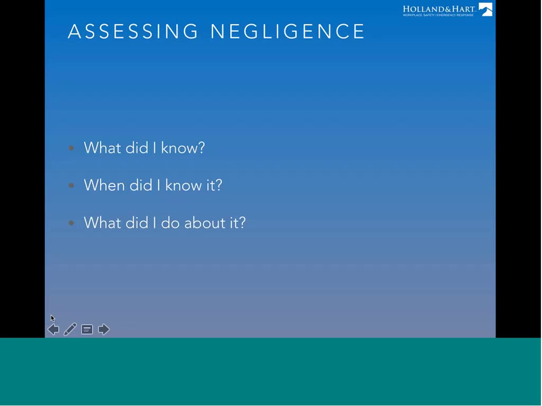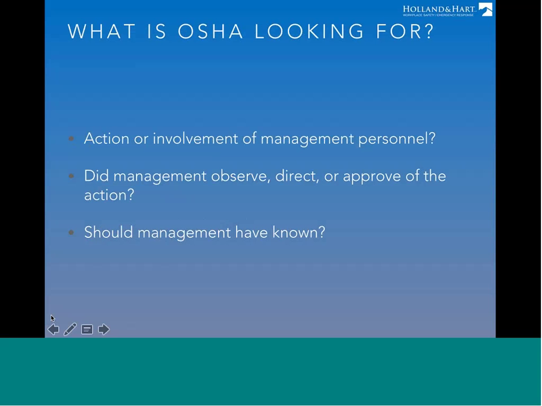So anytime you're looking at a circumstance that could give rise to an allegation that there's been a violation of an OSHA standard, I want you to remember these 3 questions, and I want you to think about designing your strategy to address that condition based on what knowledge you have, when you knew it, and what your failure to do something about it could result in. Really what OSHA is looking for here is whether or not there's some overt action or involvement of management personnel, and whether or not they directed or approved of actions that gave rise to a violative condition.